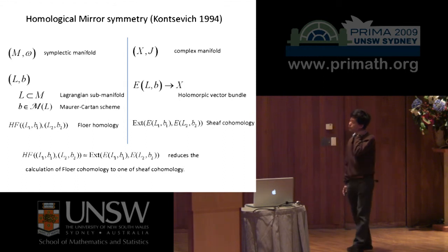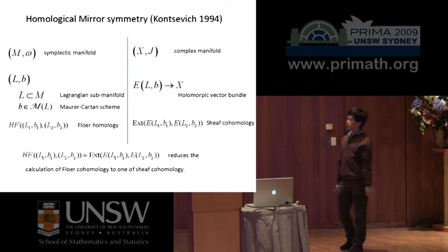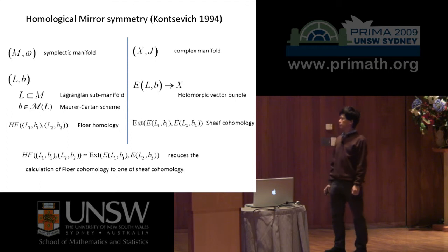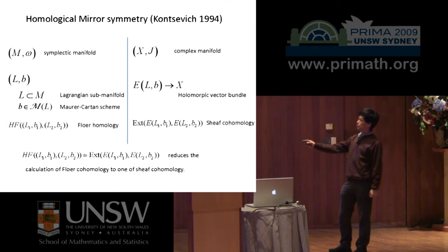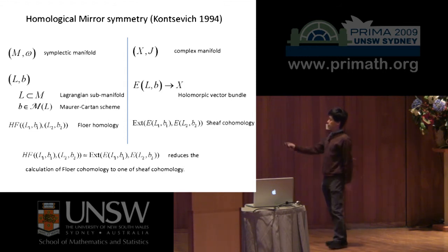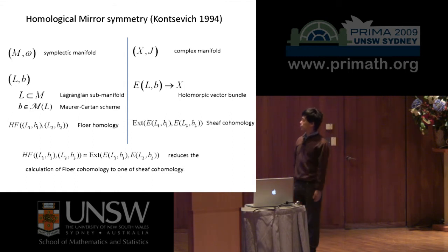And we consider a pair of a Lagrangian submanifold L on the symplectic manifold and b, where b is an element of M(L). Let me recall that M(L) is the so-called moduli space, the Maurer-Cartan scheme, which parameterizes the Floer homology. So you have this pair, this kind of data we need to define Floer homology. Then the mirror should be some holomorphic vector bundle. This is a bit too much. It's a chain complex of holomorphic vector bundles, or better to say, an object of the derived category of coherent sheaves. So this is the mirror side.